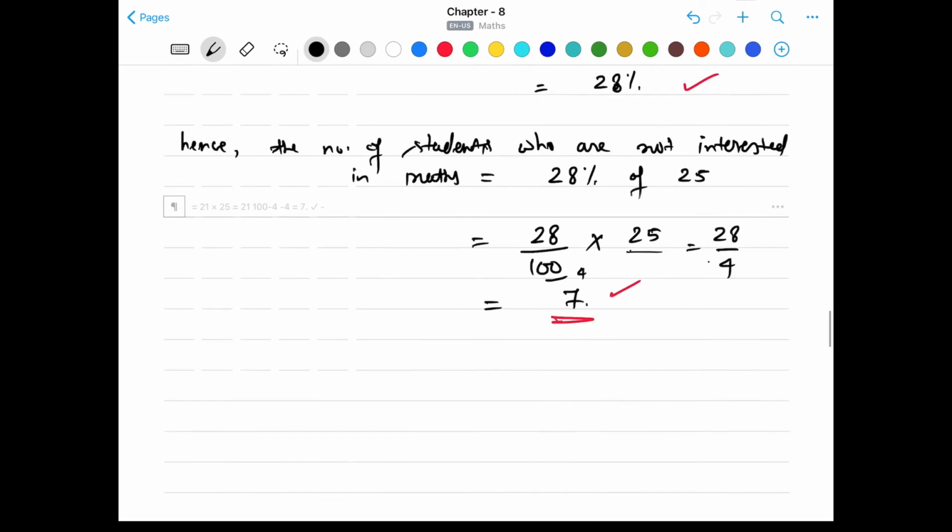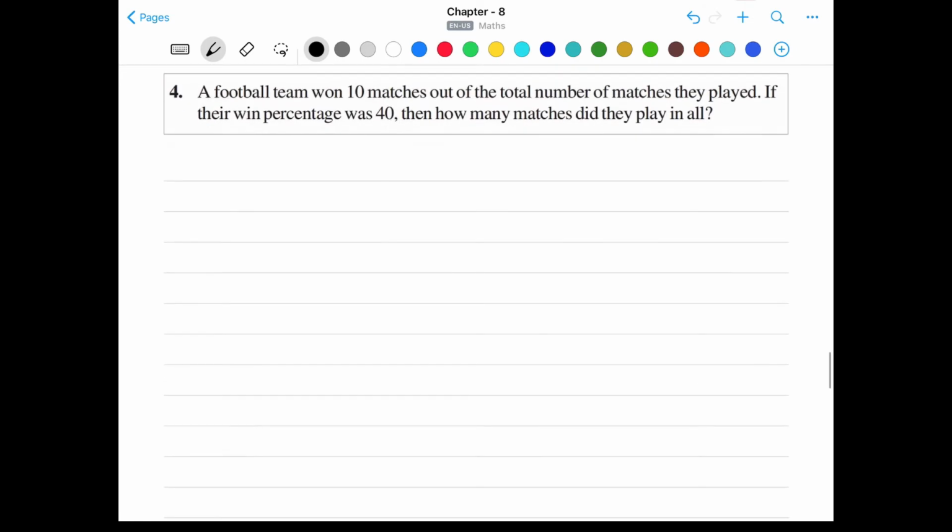Okay, now let's come to the next question, which is question number 4. It says a football team won 10 matches out of the total number of matches they played. It's not given how many matches in total they have played. Out of that number of matches, they have won 10 matches. If their win percentage is 40%.